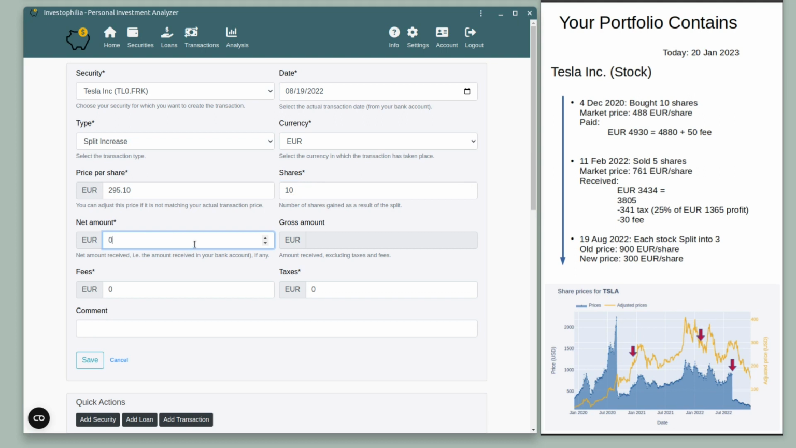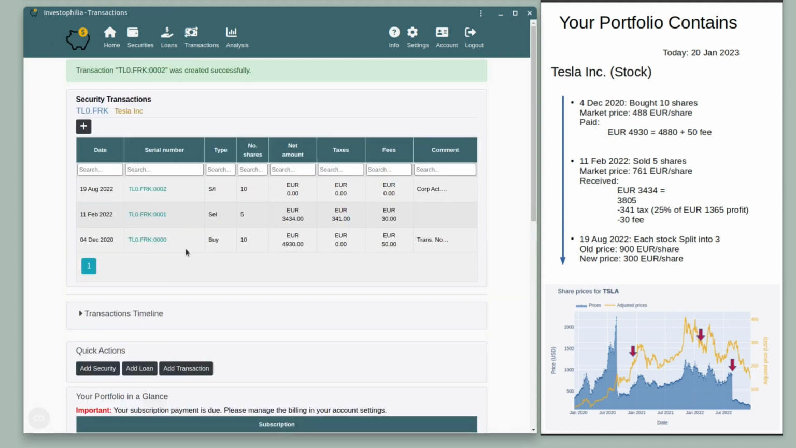And then nothing else has happened. So no fees, no amount paid or received. That's it. I just say corporate action number 2. This is just some comment that helps you find your transaction better. So I save it. And that's it. We added all of our securities. As you see, each security takes a serial number.